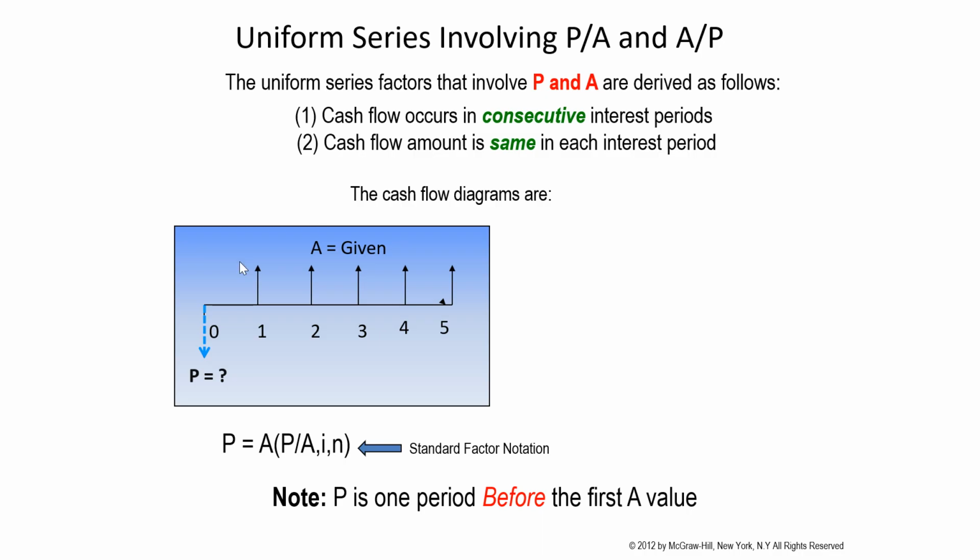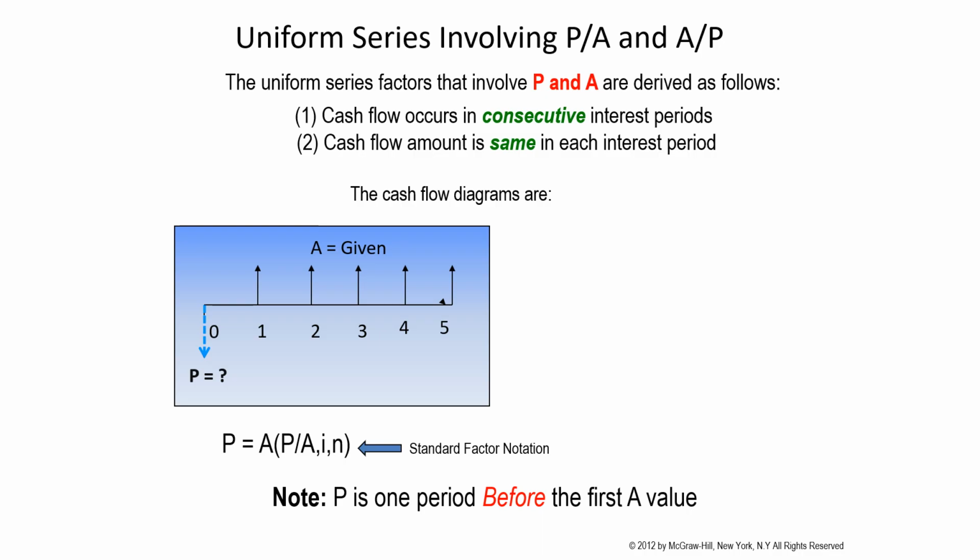So the point I'm making is that the annual series begins 1 year after the present, and the cash flow amounts should be equal and consecutive. This standard factor notation is also something that we talked about in a prior class, putting in parentheses how we're defining the problem statement. So the parentheses of P/A means this is the problem type where we want to find P given A at some interest rate and some N value.